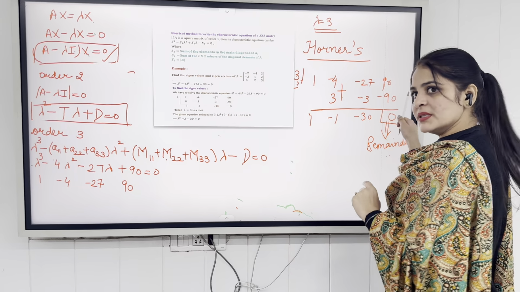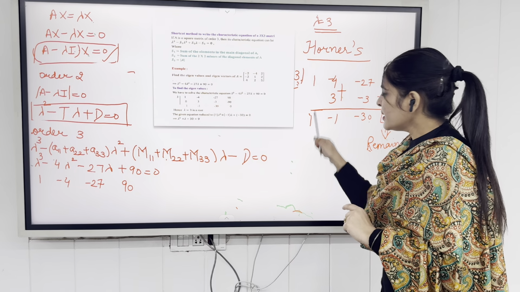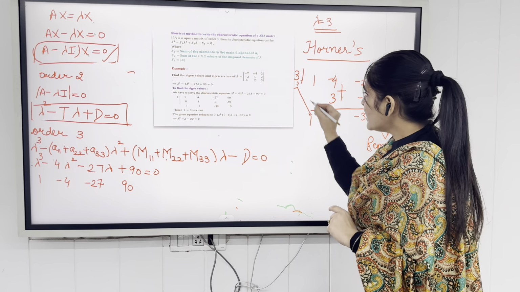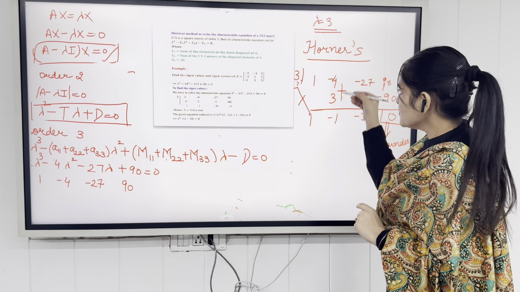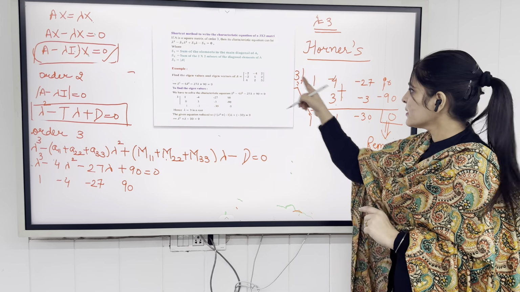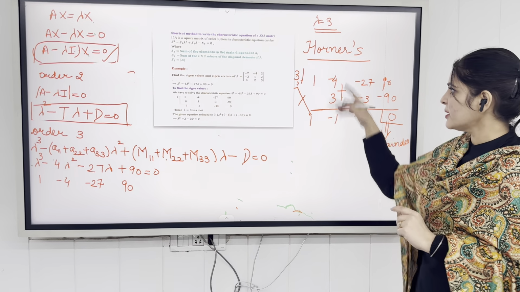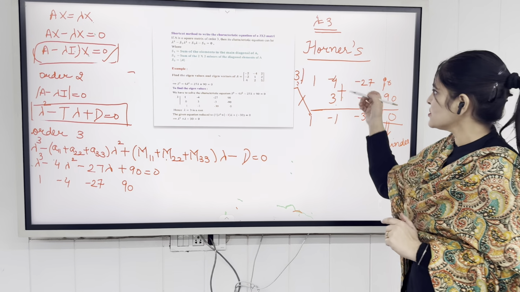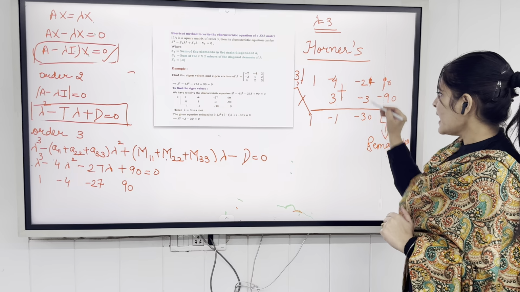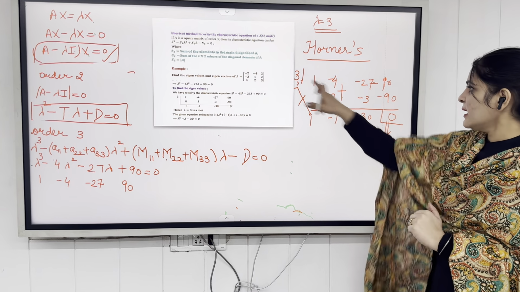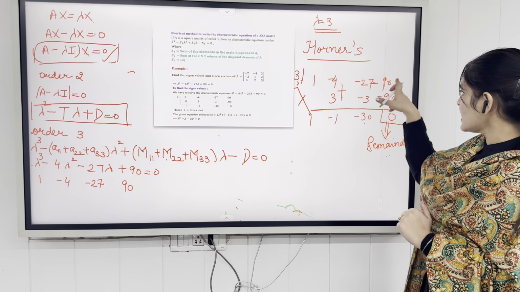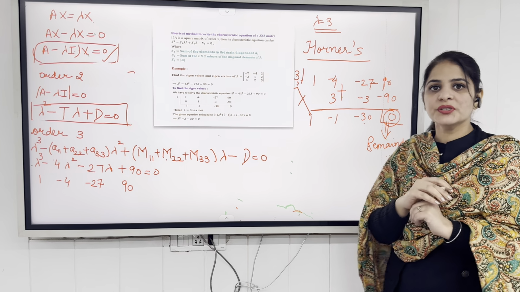So I am explaining the Horner's method once more. First take the coefficients. This term will be copied up. Now we do the multiplication from this side. 3 into 1 will be 3. Minus 4 plus 3 will be minus 1. 3 into minus 1: on this side we are doing the multiplication and from this side the addition. This will be minus 3. Add these terms. This will be minus 30. Again multiply from this side, minus 90, and this is the remainder, which is 0.